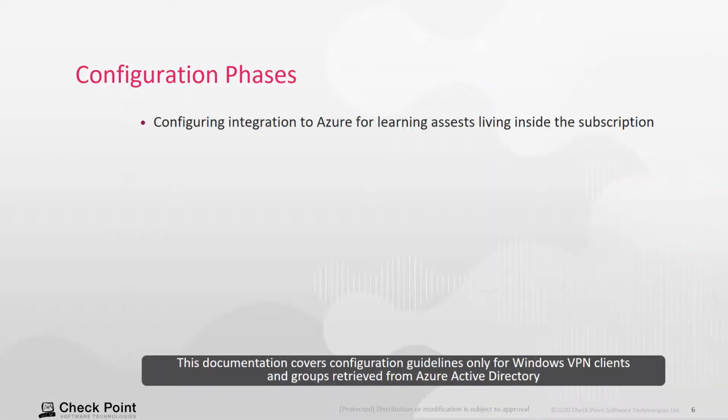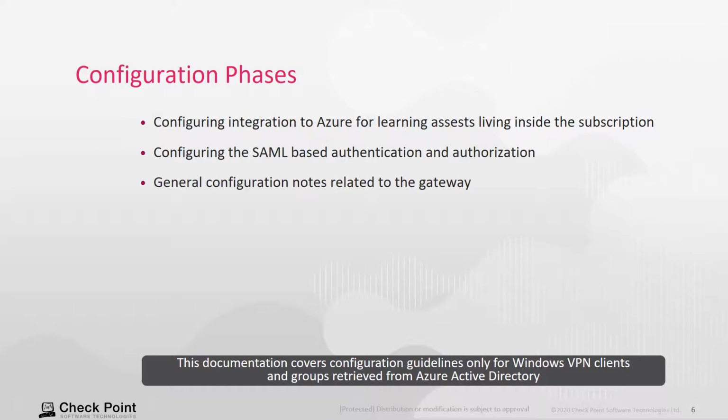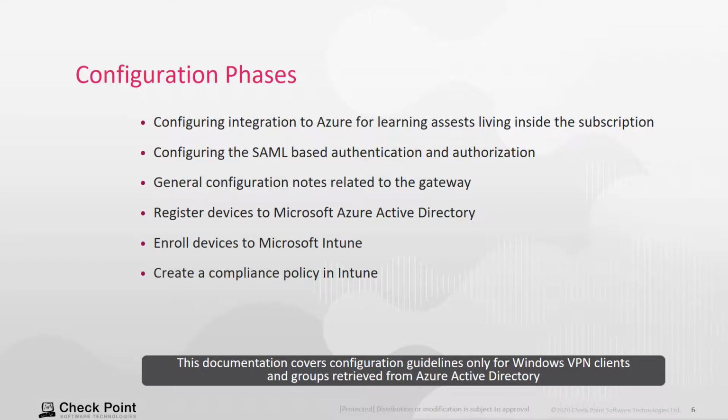The configuration phases have been that I start to configure the integration to Azure to learn the assets, then the SAML authentication, then I documented some generic notes about the gateway configuration, how devices can get registered to Microsoft Intune and Active Directory. The devices then have been enrolled to the Intune service, but before they must be known to Azure. And then I created a compliance policy and applied it to the devices already known to Microsoft Intune.